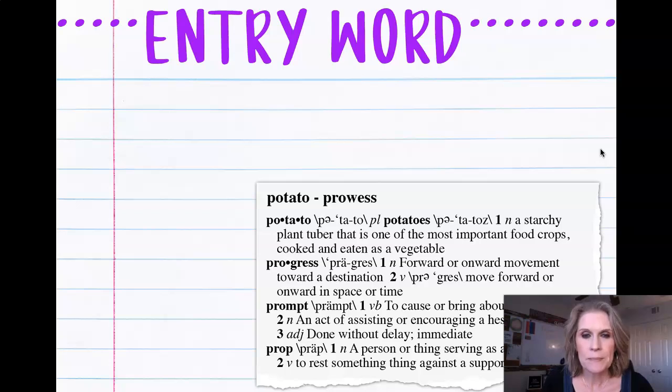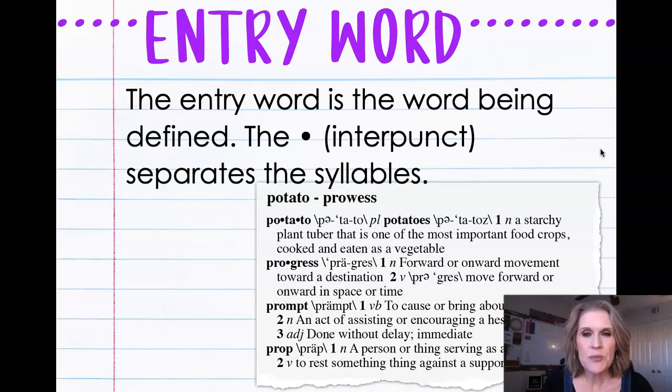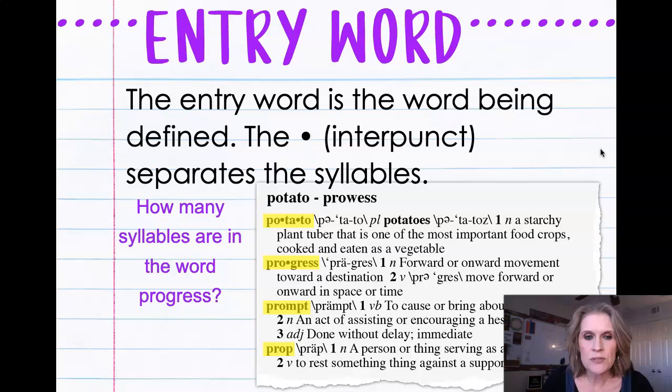Entry word. The entry word is the word being defined. The entry point separates the syllables. See those little dots? Potato. They separate the syllables. Potato has 3 syllables. How many syllables are in the word progress? You can see it's separated into 2 sections. Progress, 2 syllables. Prompt and prop, only 1.